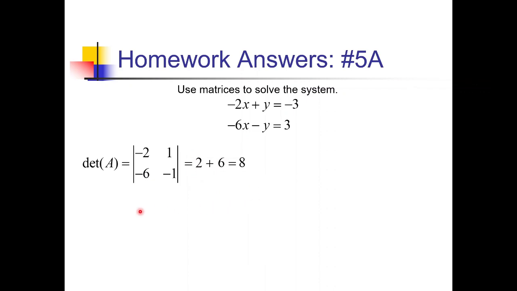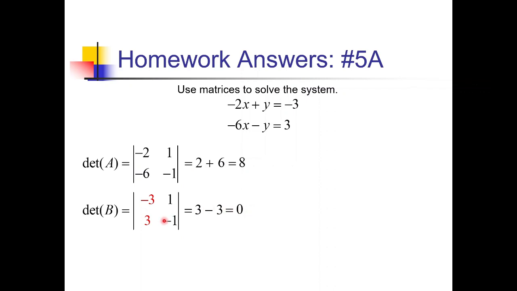Now my next matrix, which I'm going to call B, is going to basically be the A matrix, but I'm going to replace the X column with the constants column. So I'm going to still have the 1 and the -1, but now instead of -2 and -6, I'm going to have the -3 and the 3 from the constants side of the equation. But I'll still take the determinant. So this is going to be 3 minus 3 going each way. That comes out to 0.